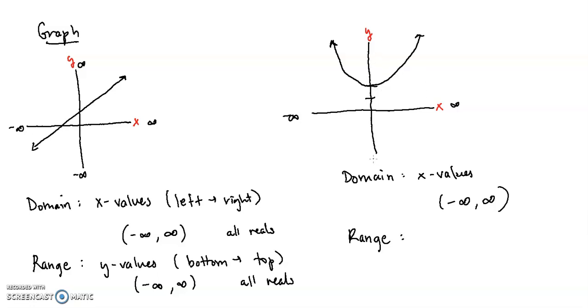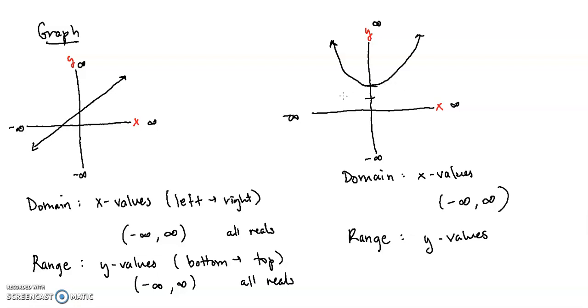Okay, so for the range, we're looking at y values. So we're going to go from bottom to top. All right, so we start at the bottom. Do I have any graph down here? I don't. Okay, see the difference here? There's no arrow pointing down. I don't have a graph down here. I don't have any graph until I get up to here.